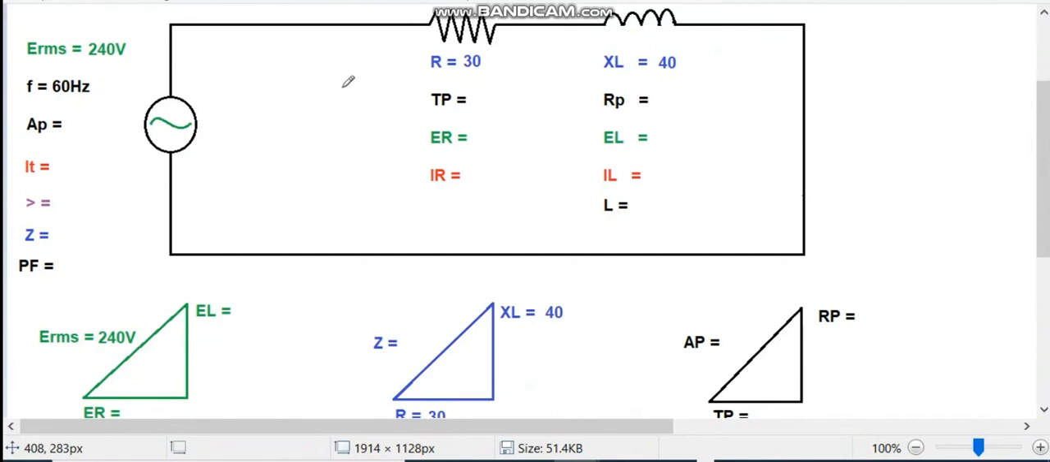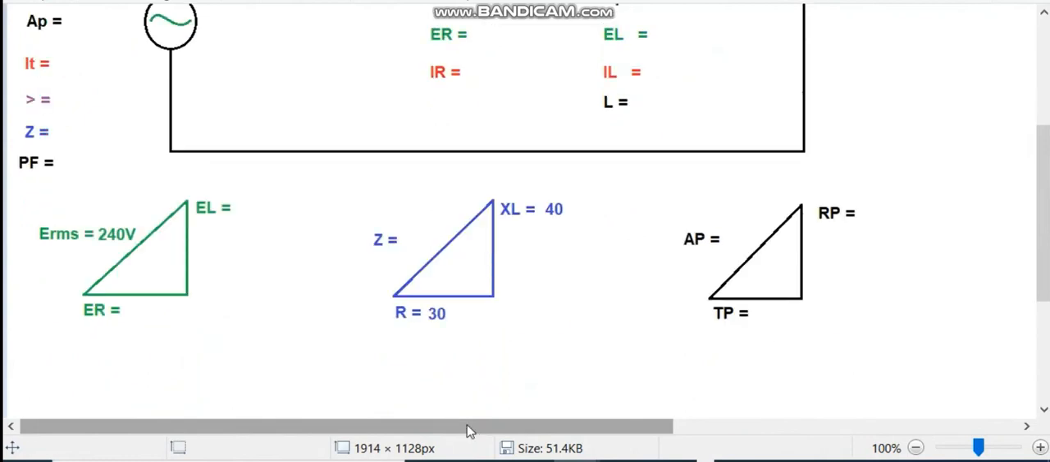Okay, so let's take a look. So we've got a resistance here, value of 30 ohms, and we've got an inductive reactance value of 40 ohms. So we draw our triangles to help us to understand that. And as we can see here, we've got these two values, so we can go ahead and find Z, or total impedance in the circuit.